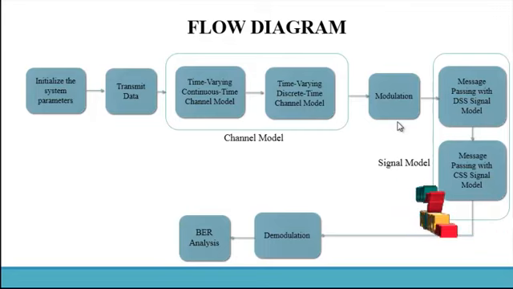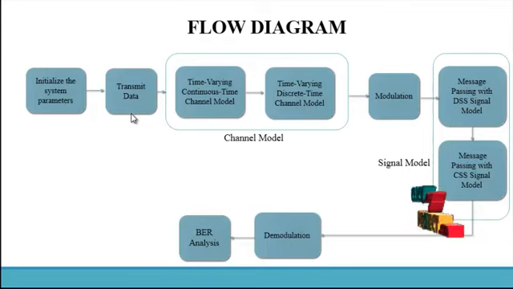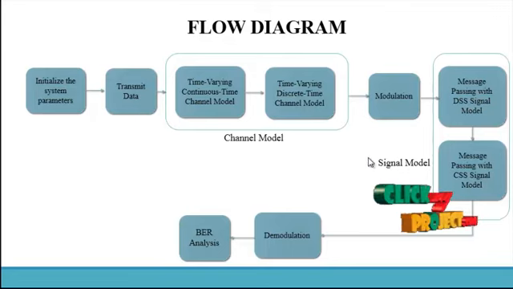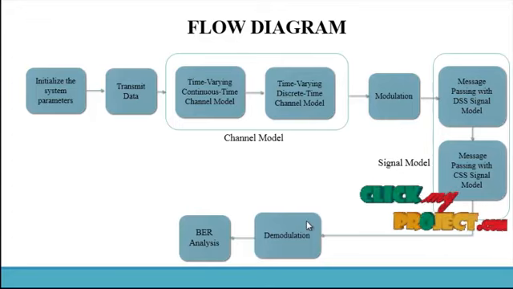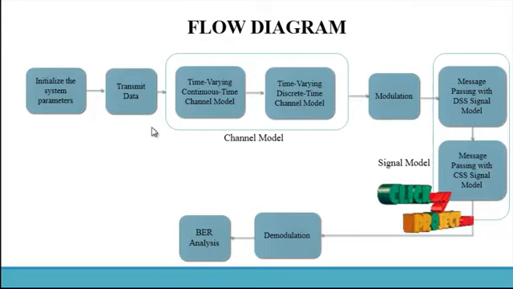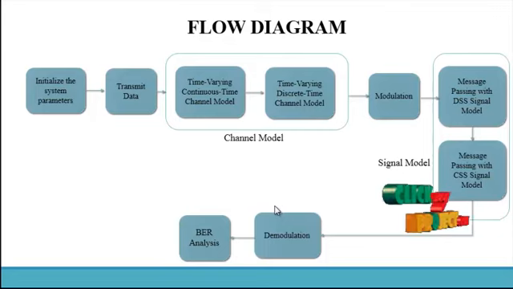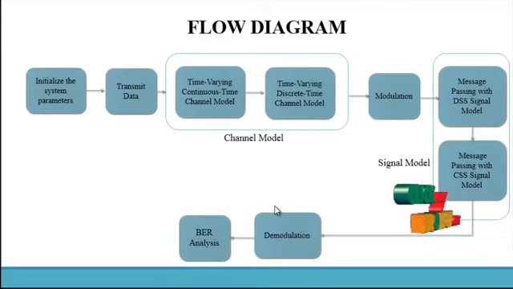For the transmit data we can use a speech signal like hello. This hello signal is converted to binary codes. These binary codes go through the channel model, modulation and signal model, and then demodulation. So this hello message passes through the whole chain and is converted back to hello, but we get some excess error because of noise and impurities.